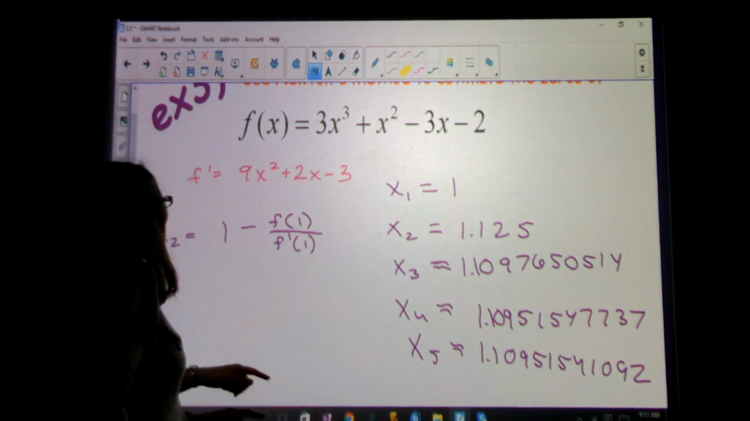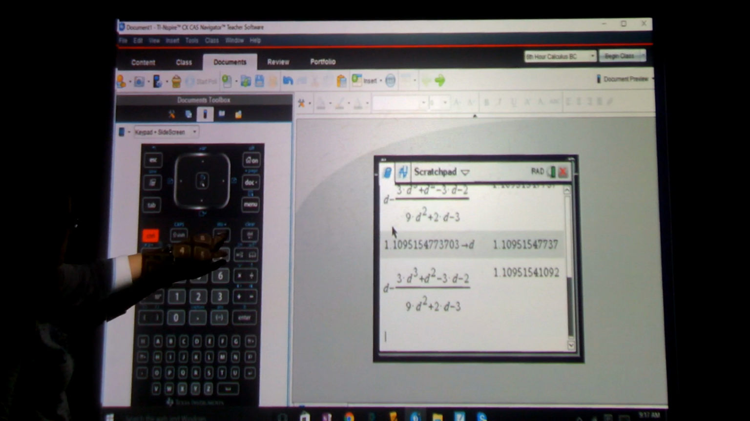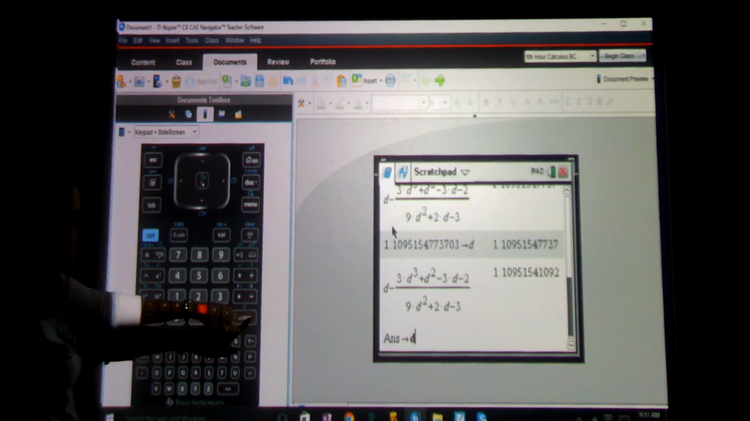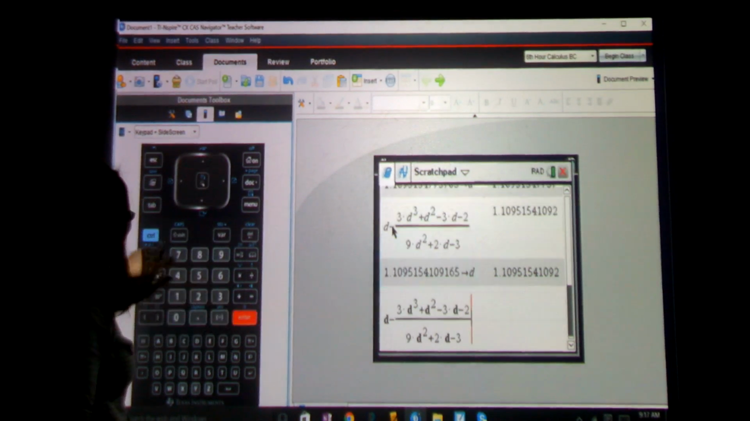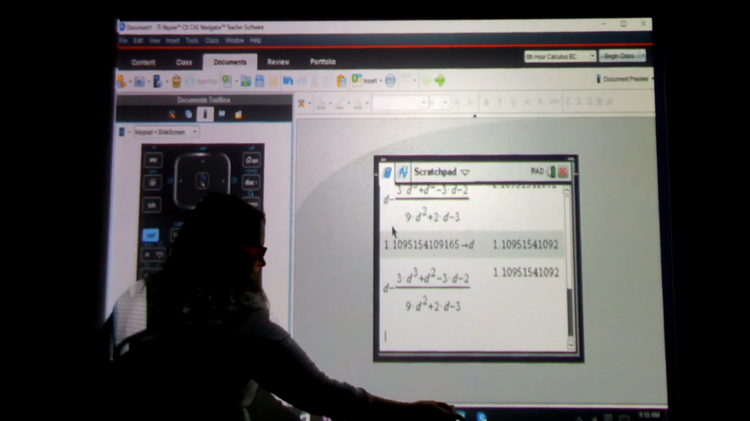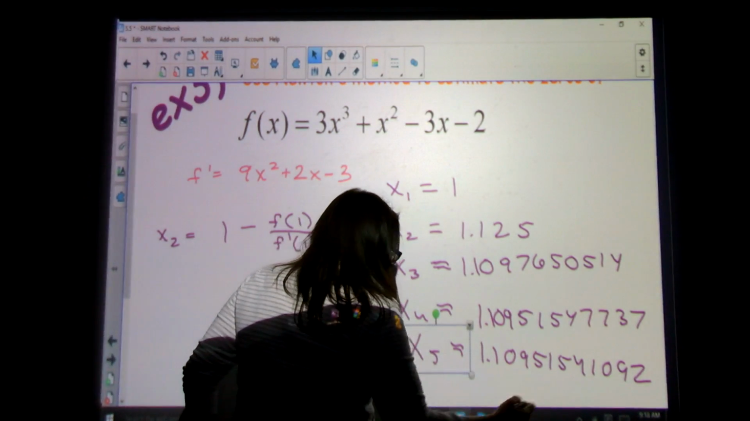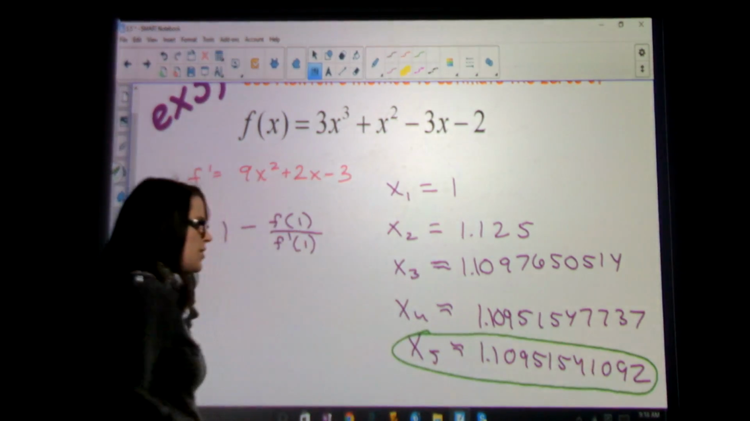You may be thinking, how far do we go? Well, we keep going until there's no change in that decimal. So let's see, that should be enough. Usually 4 or 5 steps is enough. Well, let's go check it out. And voila, there's no change. Okay. So my answer is this. That is my 0.